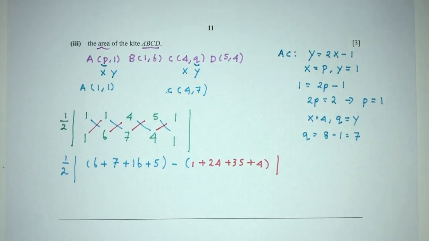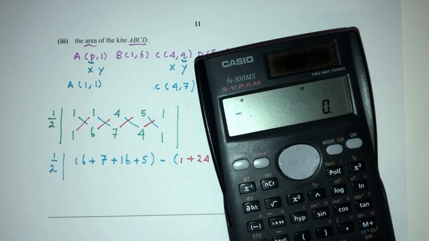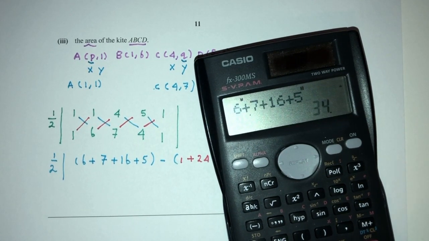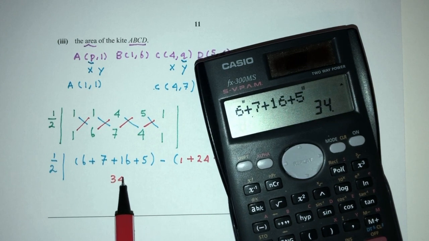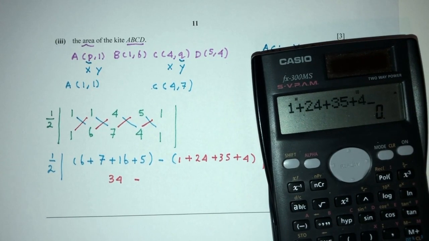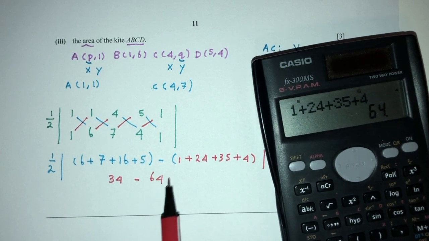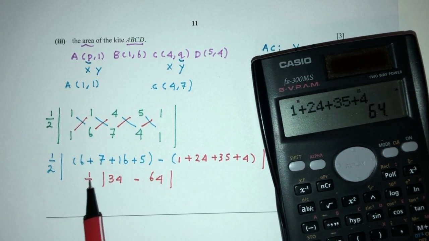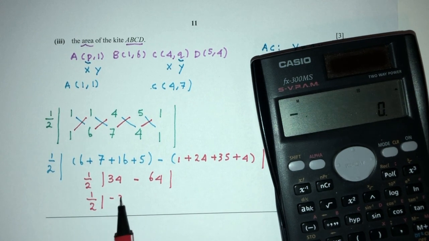Obviously, it's always best to use your calculator. That will be 6 plus 7 plus 16 plus 5, that will be 34, minus 1 plus 24 plus 35 plus 4. That will be 64. That will be inside the modulus sign. That will be minus 30.